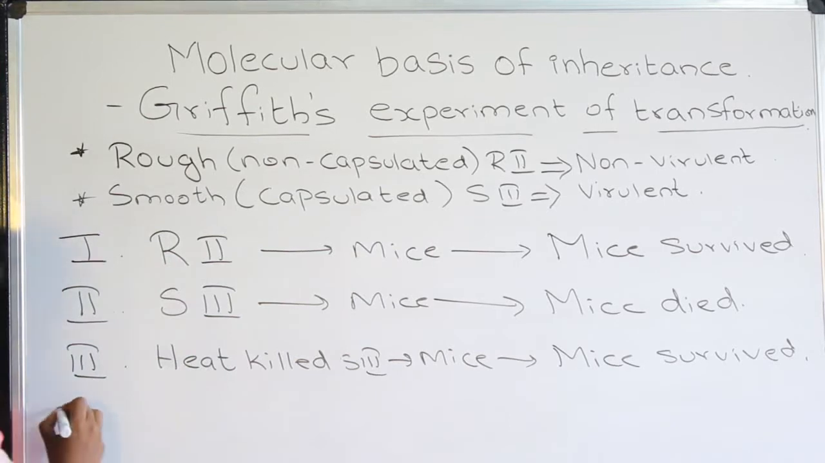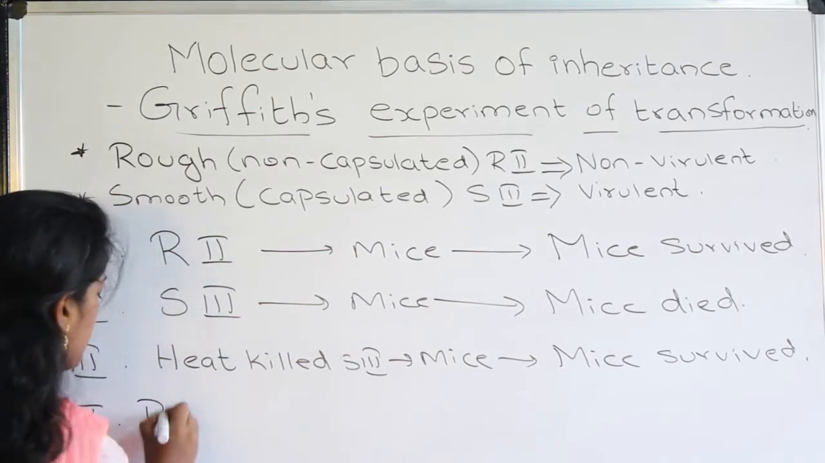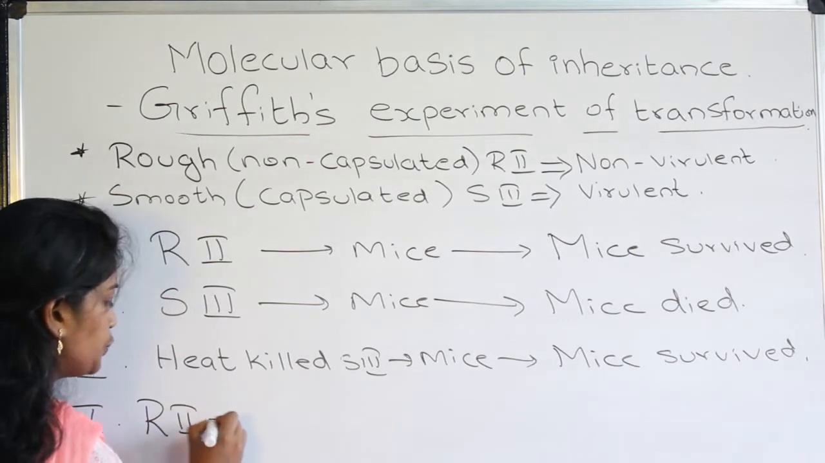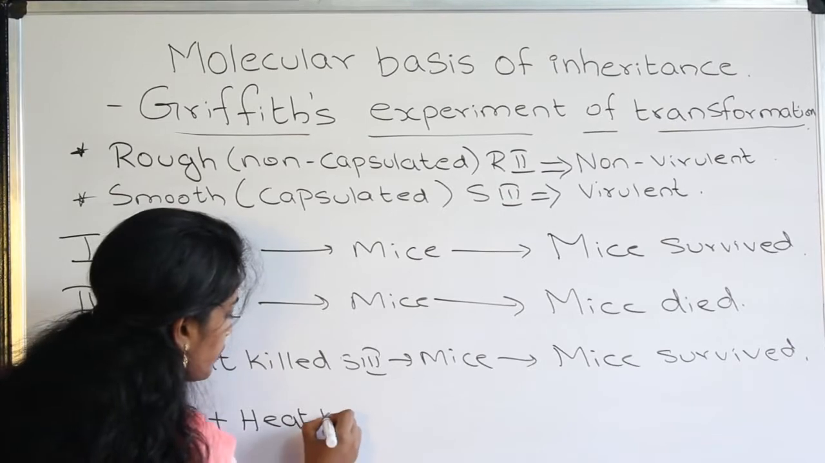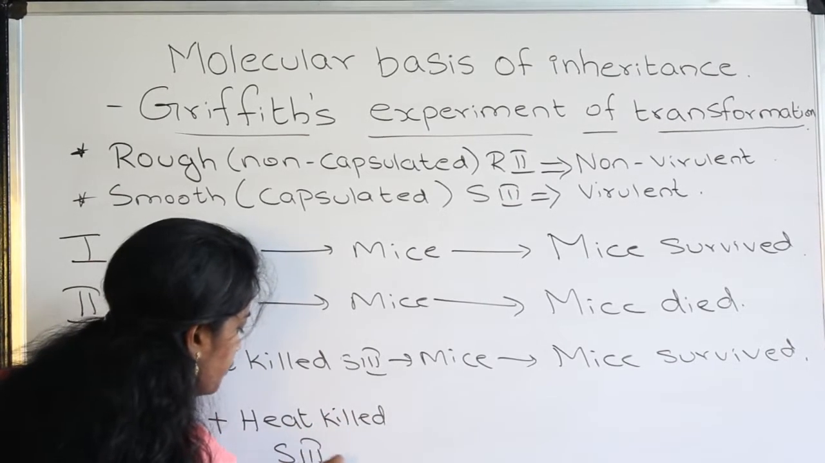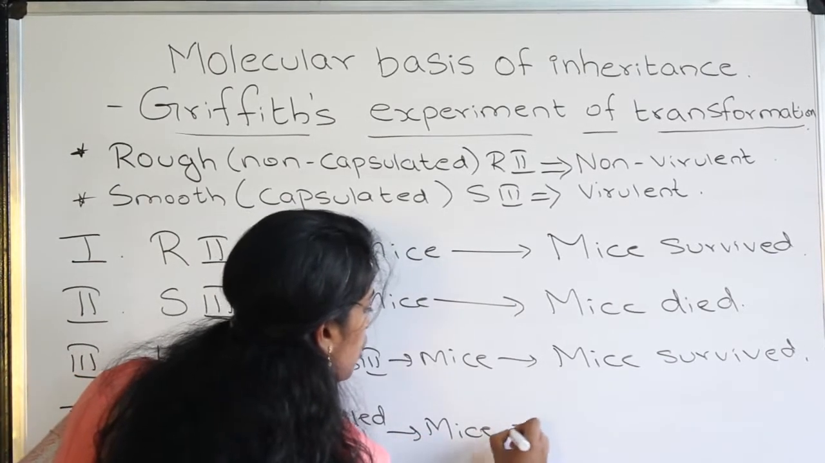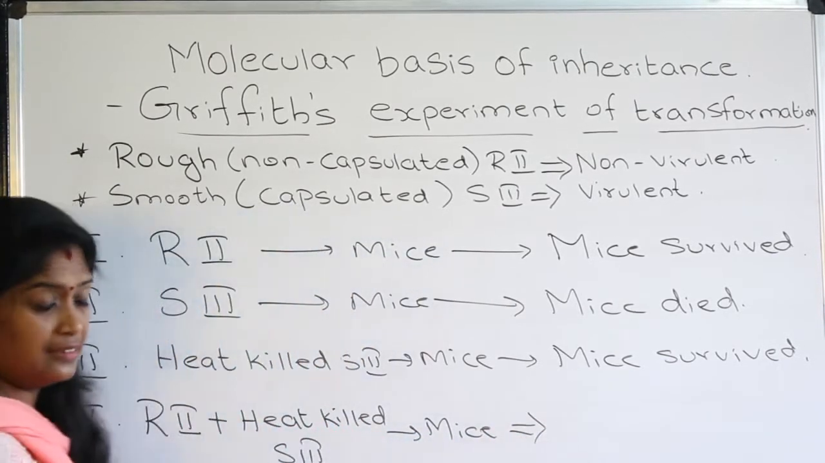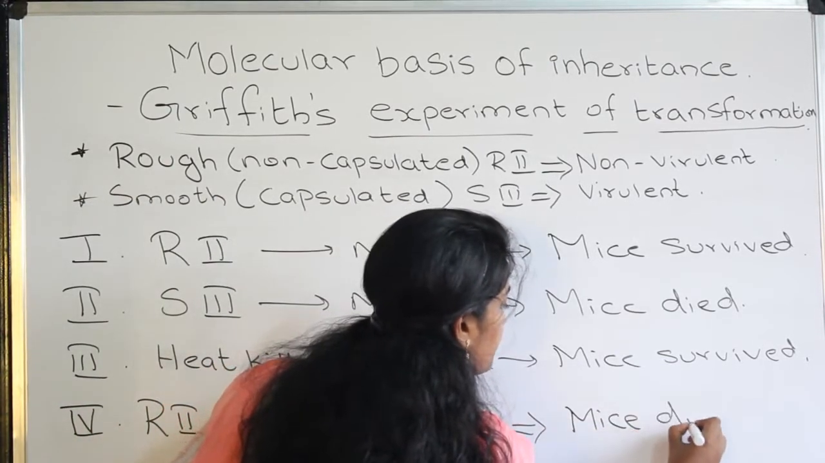In the fourth experiment, he combined two things. He combined the live R2 strain with the heat killed S3 strain, and he injected this mixture into the mice. To everyone's surprise, the mice died.